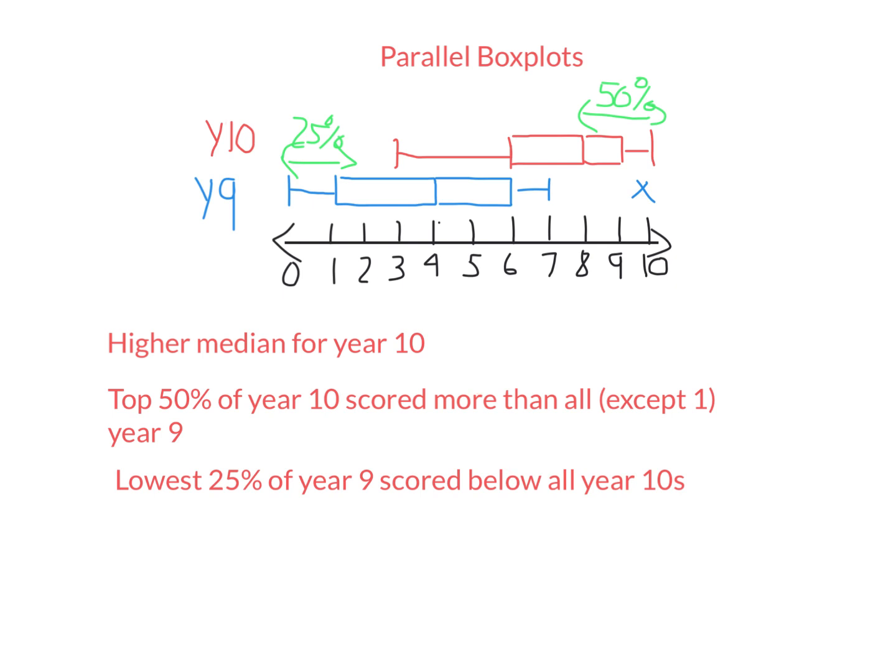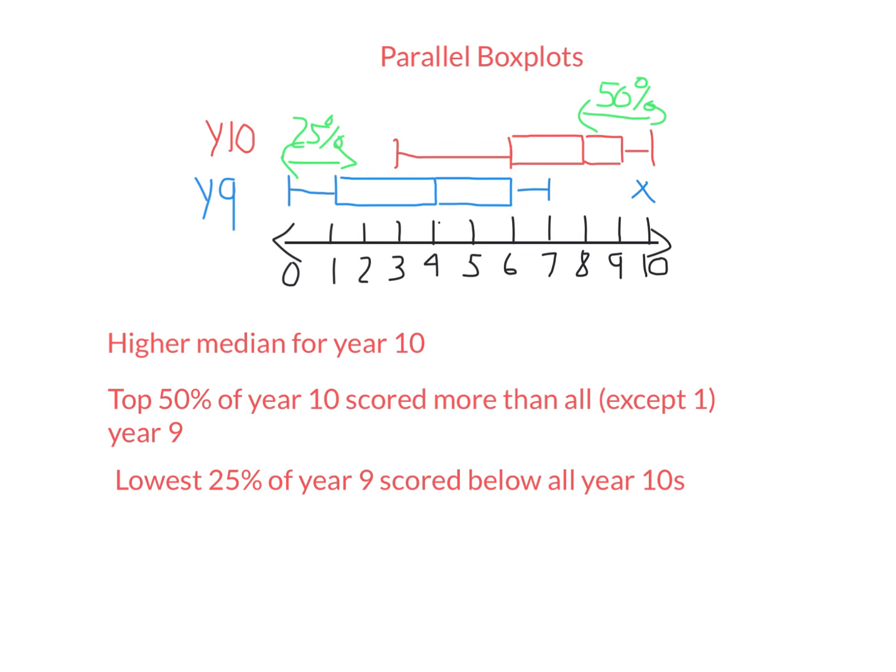You could also say other things. For example, what we see here in the year 10 box plot is that only 25% of students scored 6 or below. This section of the box plot represents a quarter or 25% of scores. But 6, although it was Q1 for year 10, it was Q3 for year 9. That means 75% or 3/4 of year 10s scored 6 or below. 25%, 25%, 25% makes 75.